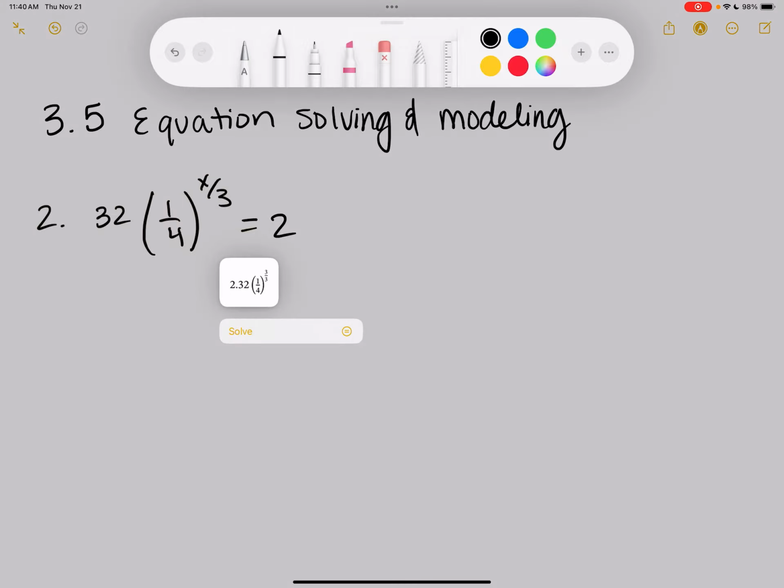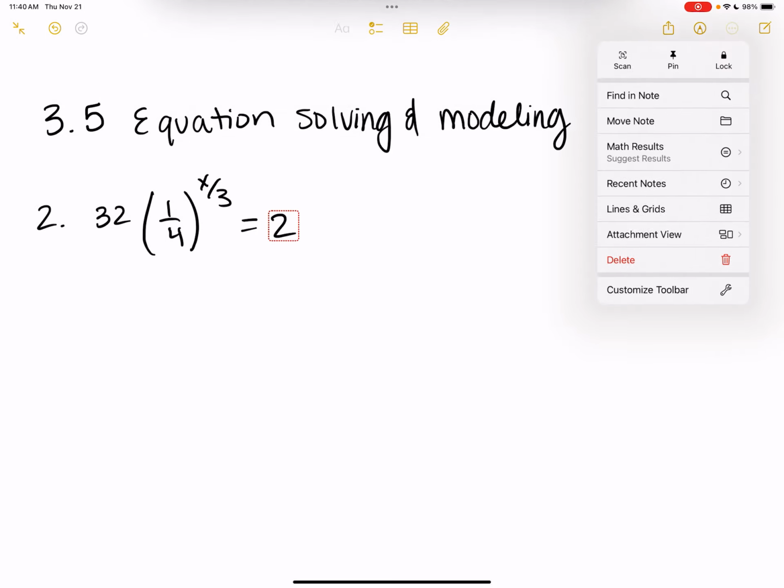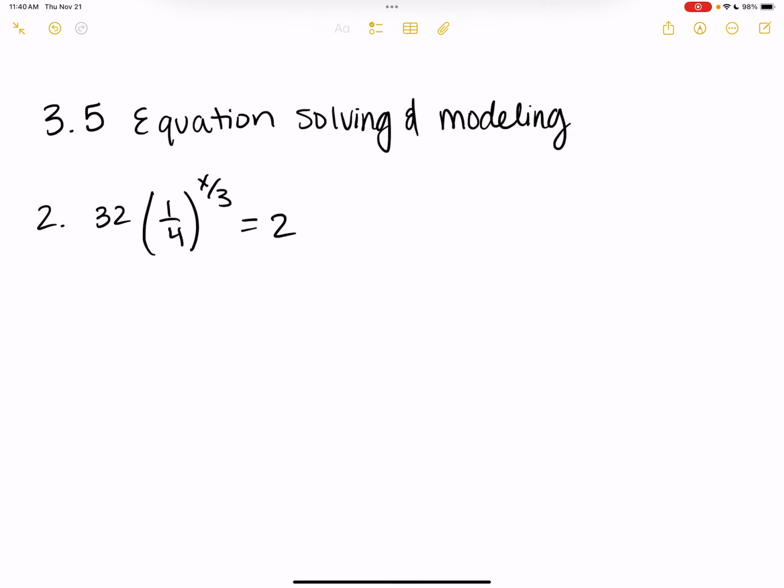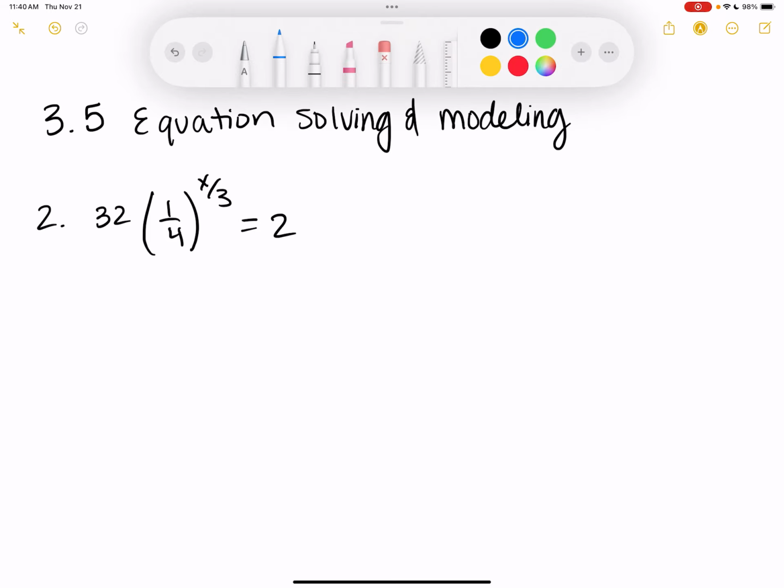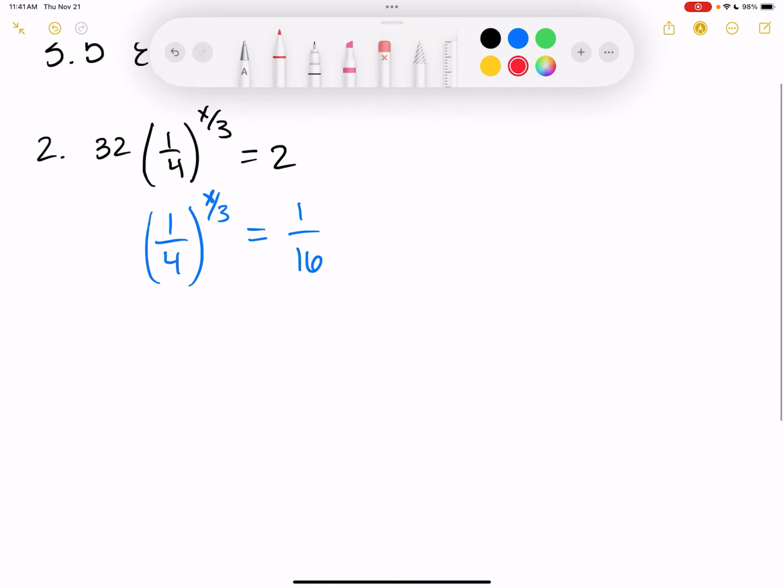And I'm trying to solve for x. So first thing I do is I need to divide by 32. So I have 1/4 raised to x over 3 equals 2 over 32, which would be 1 over 16. This is supposed to be an x, not a 1/3. There we go. So then I do my log base.